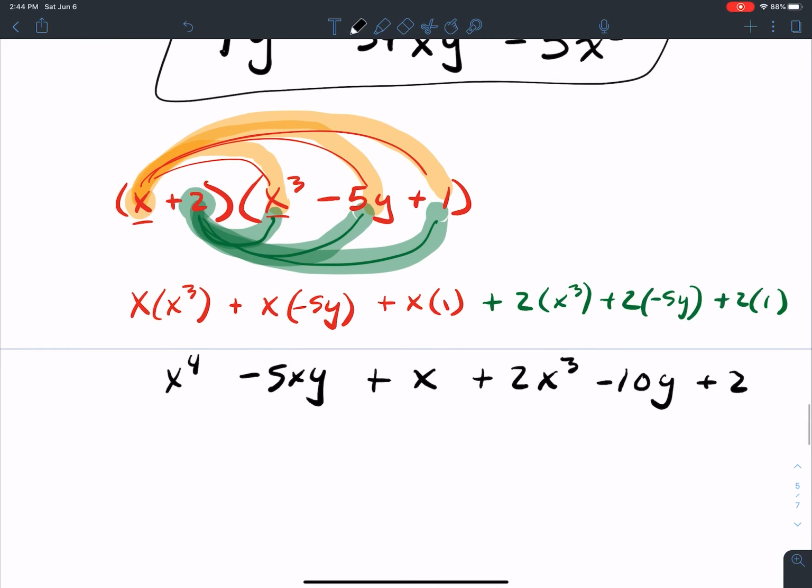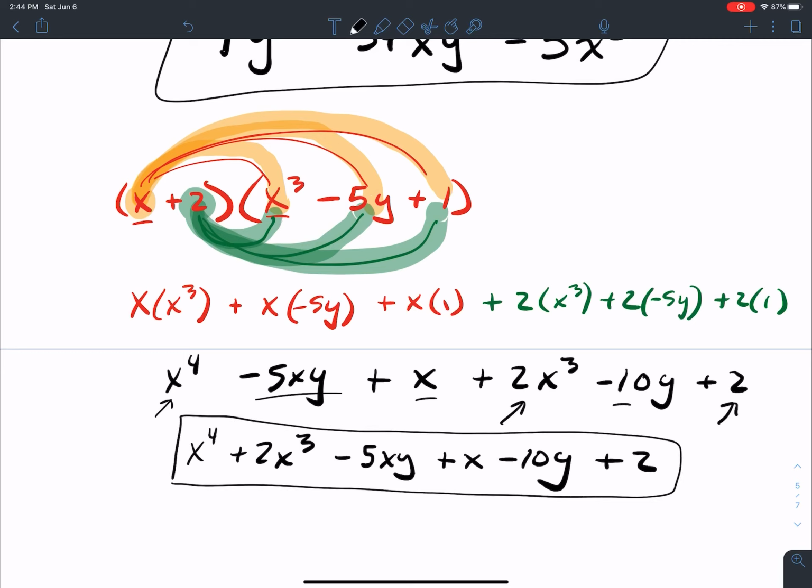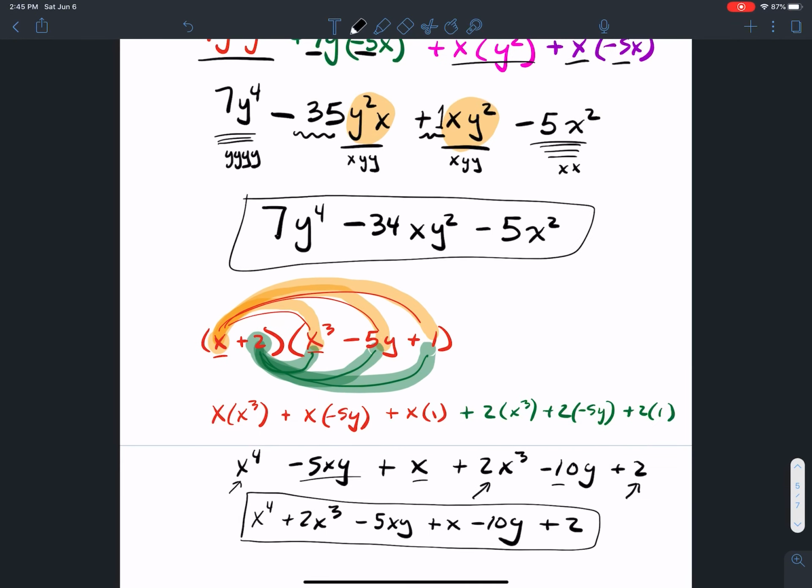Is there anything that I can combine here? Well, the highest degree term looks like this x to the 4th. Then I've got a 2x cubed. And then I have an xy term, minus 5xy. And then I have an x and a y, so those are both degree 1, so it doesn't matter the order you write those. And then last I have this constant here. So each one of those creatures have a different DNA, so you can't combine any of those together. But that would be how you would multiply through if you had a binomial multiplied by a trinomial.